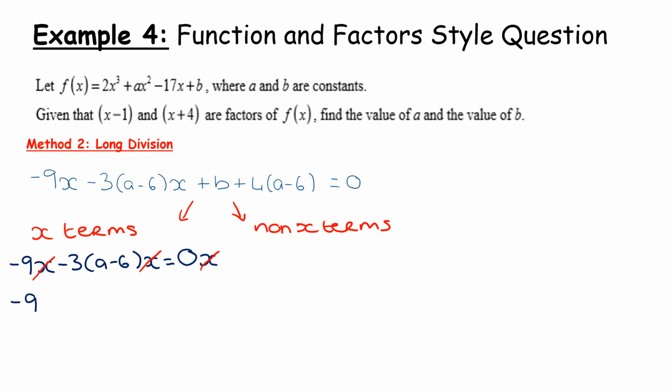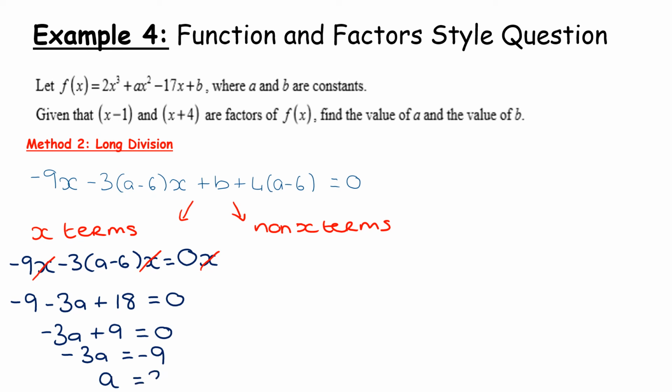We then have minus 9 minus 3a plus 18 equals 0. Minus 3a plus 9 equals 0. Minus 3a equals minus 9, so a is equal to 3. So we get our first a there, or our first letter.